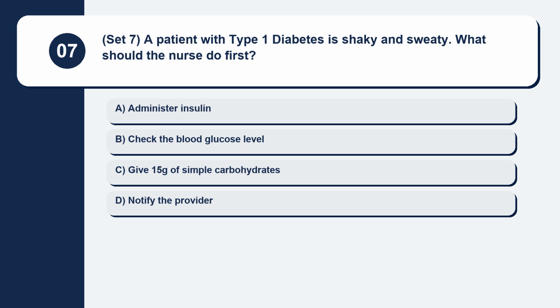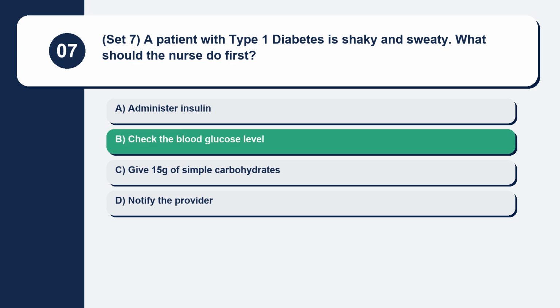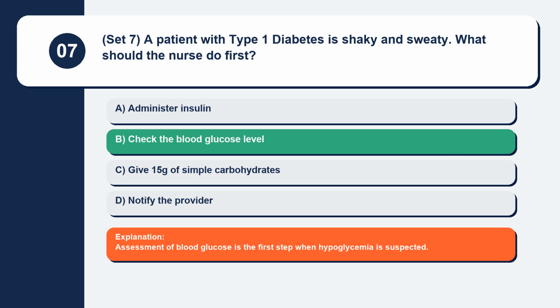Question 7. Set 7. A patient with type 1 diabetes is shaky and sweaty. What should the nurse do first? Administer insulin, check the blood glucose level, give 15 g of simple carbohydrates, notify the provider. Assessment of blood glucose is the first step when hypoglycemia is suspected.